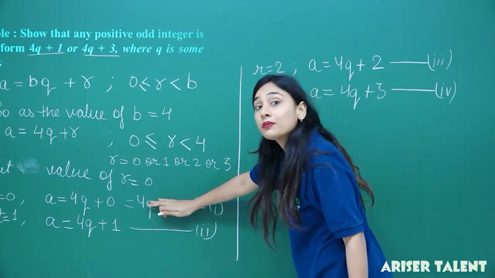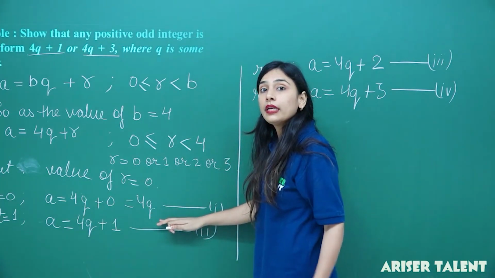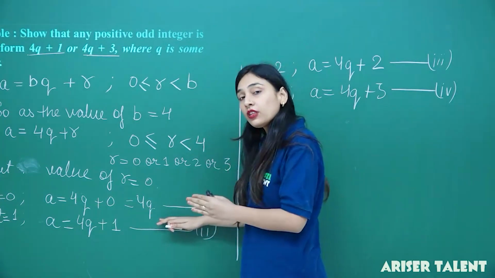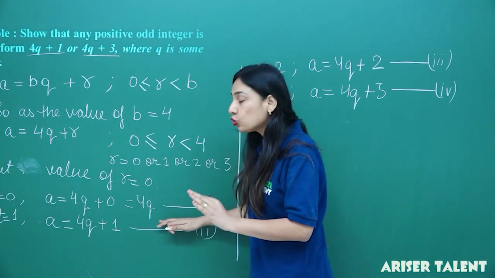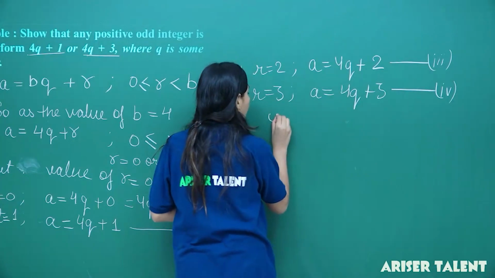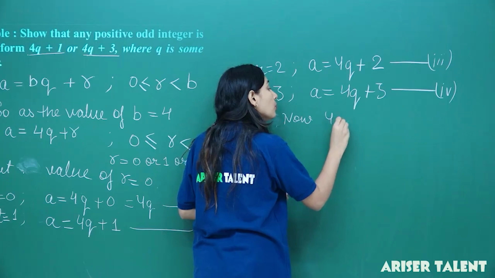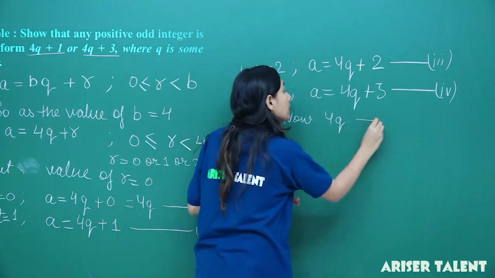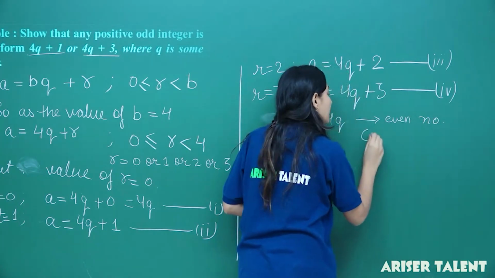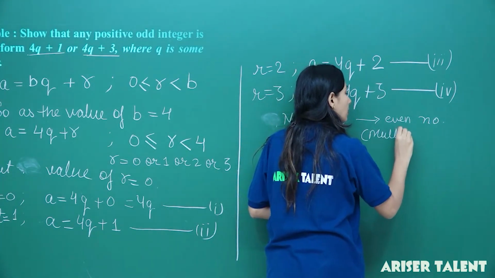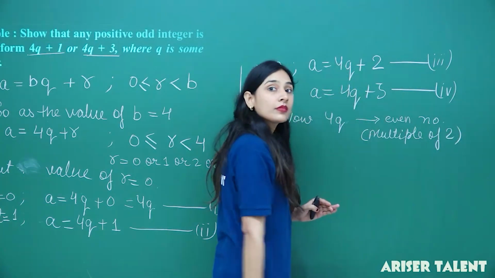Now, in equation 1, a equals 4q. It is an even number, obviously, because it's a multiple of 2. So 4q is what? An even number. And the reason is it's a multiple of 2, right?